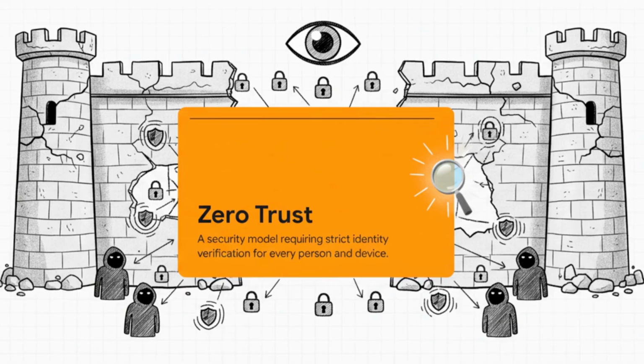It assumes attackers are already inside the walls. Because of that, it trusts no one by default. Every single time a user or a device tries to access anything, its identity has to be strictly verified, period. It doesn't matter where it is.